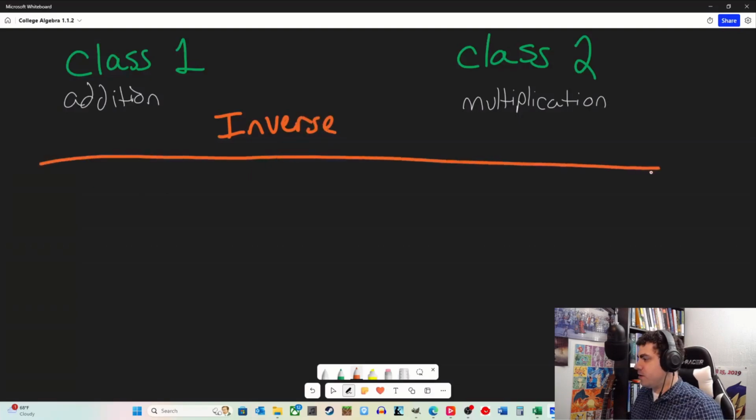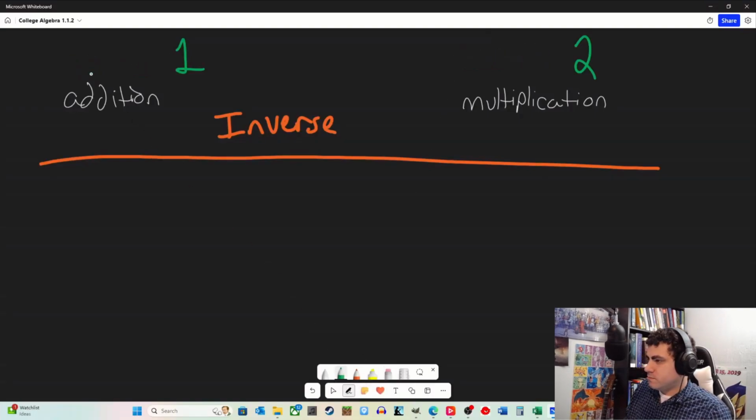Inverse property. All right. What does the inverse property mean when applied to addition? And what does the inverse property mean when applied to multiplication? For addition, class A or class 1, or case. I think case would be a better word. I'm going to write case. Case 1, case 2.